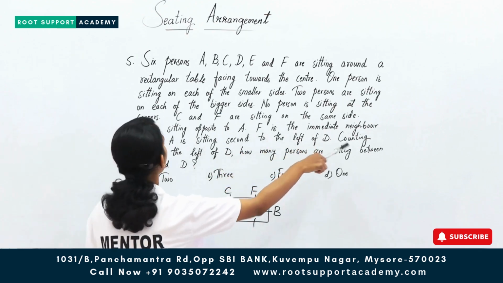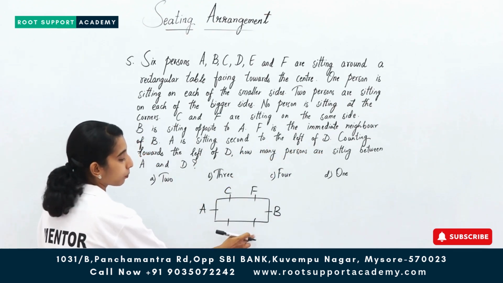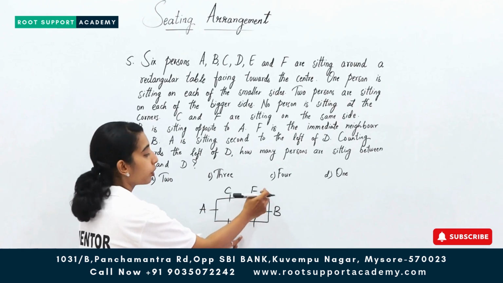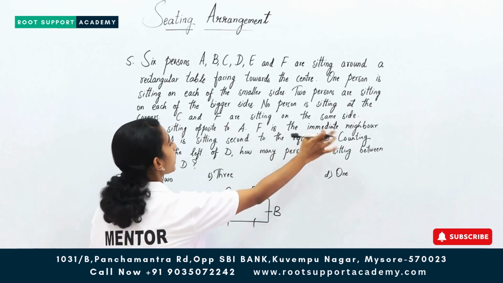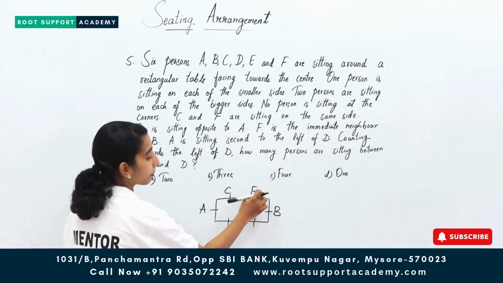Next, F is the immediate neighbor of B. Immediate neighbor of B, either this side or this side. Now already here F you have written. So now F is confirmed. F is the immediate neighbor of B. So B's neighbor is F.